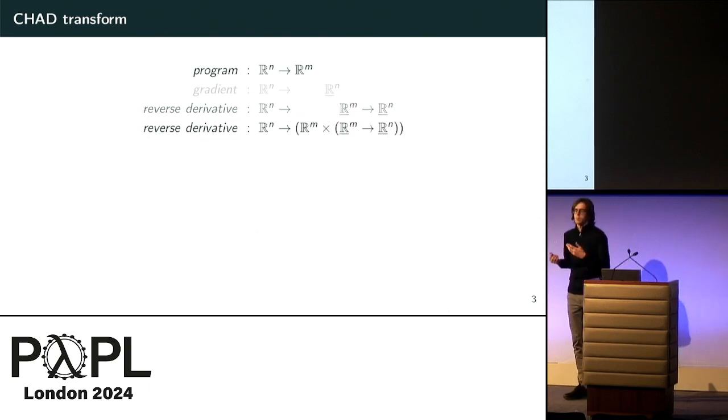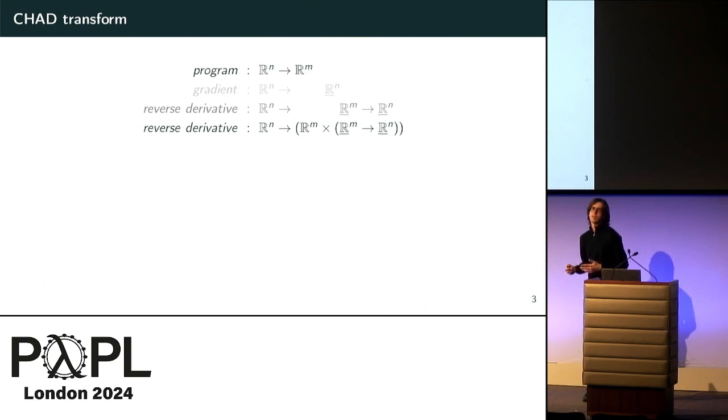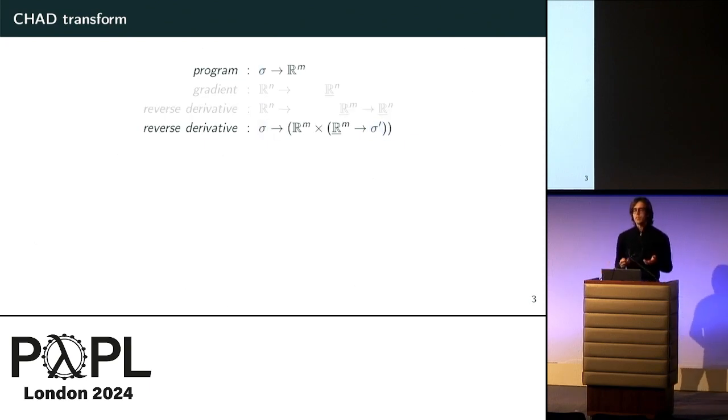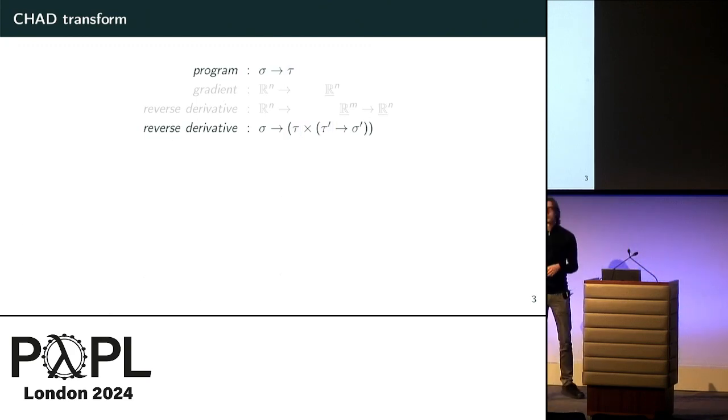Now, unfortunately, not sure if it's unfortunately, in AD, what you're doing is you're applying the chain rule many times over and over. And in the chain rule, it turns out that you need the original value of all the intermediate points in the program. So in addition to this backpropagator, this function from Rm to Rn that we return here, we also need what's called the primal value, which is the original value of the program at this point. So we return a pair here. And then we can generalize a bit further. We can generalize the domain to sigma. We can generalize the codomain to tau, where these primed versions are their derivative types.